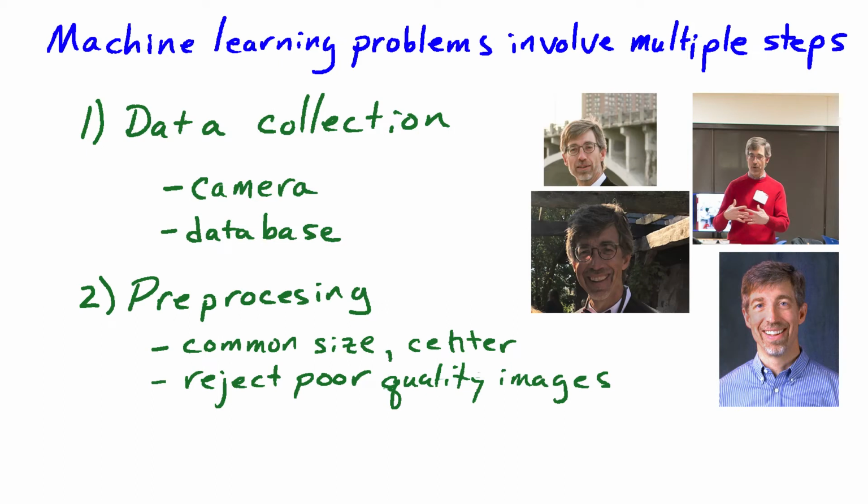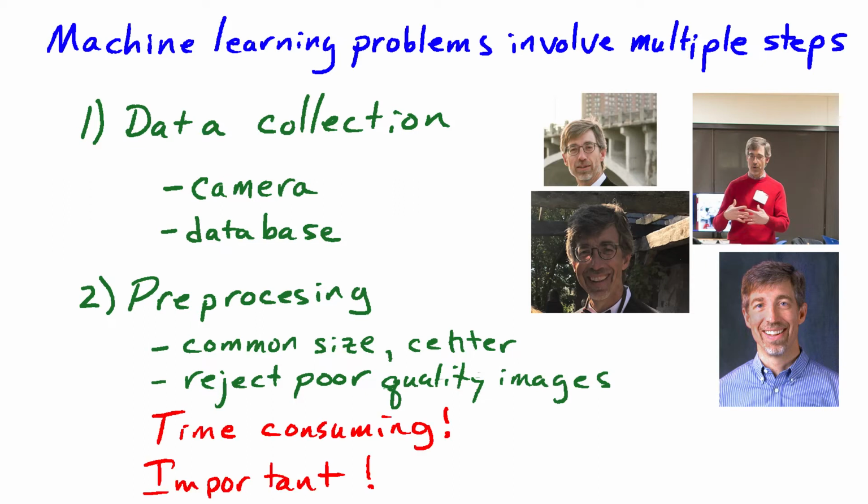And this might be doing something like making all the images a common size, perhaps centering the faces, rejecting poor quality images. Maybe the exposure is not right or the image is blurry. So we don't want those in our example data set because they're going to bias our answers. And this pre-processing step is very time consuming, and it's also very important. To get really good results, people spend a lot of time pre-processing their data and make sure that it's a high quality data set. This can be the most time-consuming part of solving a machine learning problem.